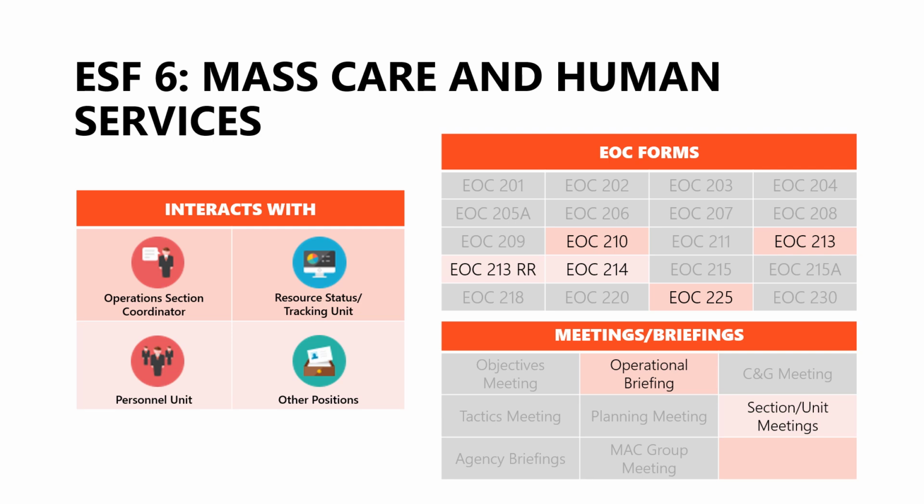Based on the situation, they may decide to activate and direct appropriate units within ESF 6 and designate unit leaders as necessary. These can include care and shelter units, community-based organization unit, faith-based organization unit, animal services unit, cooling and heat center unit, etc.